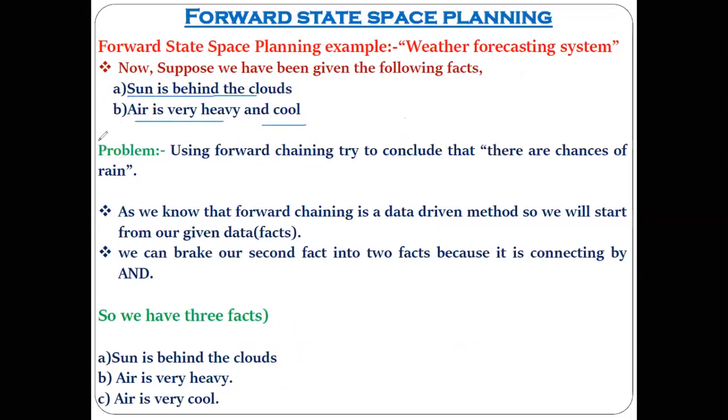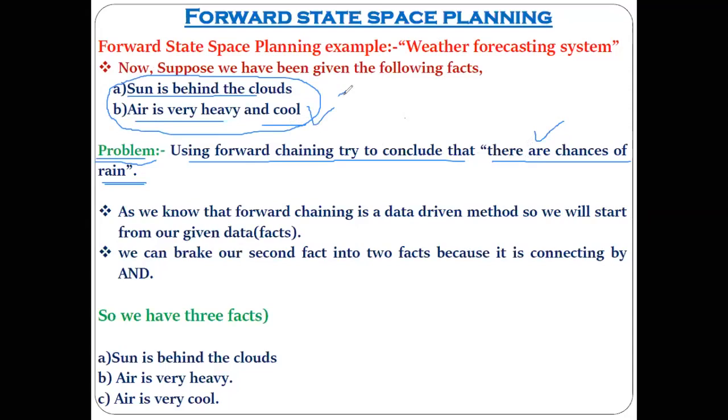Let's see what problem we have to solve now. The problem given is what? Using forward chaining, or forward state planning, try to conclude that there are chances of rain. You got the problem. What do we have to solve? We have to reach a conclusion. What conclusion? There are chances of rain. Now, from what facts do we have to reach that conclusion? We have been given these facts. And from these facts, we have to reach the conclusion.